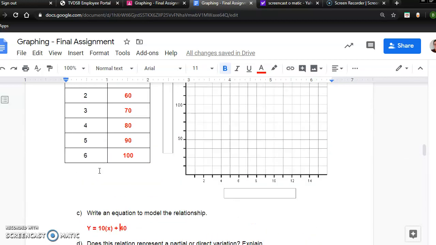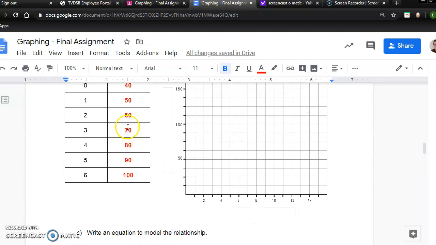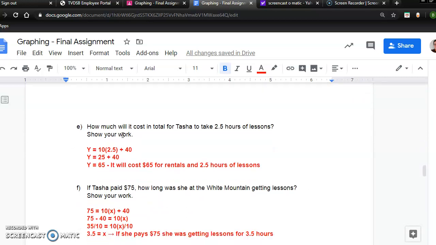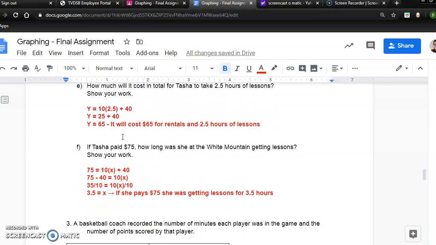Does that make sense? Yeah, look in our chart, right? It's right in the middle of 2 and 3, 60 and 70, 65. Makes sense. Cool. Once again, the harder question: if Tasha paid $75, how long was she able to stay at White Mountain and get lessons?